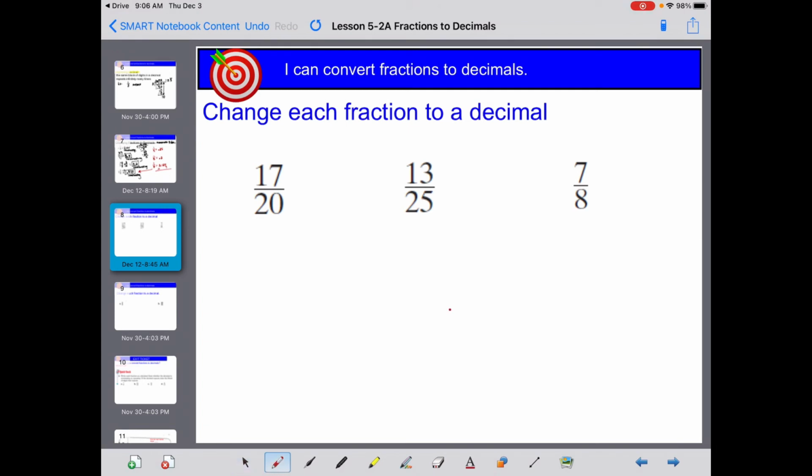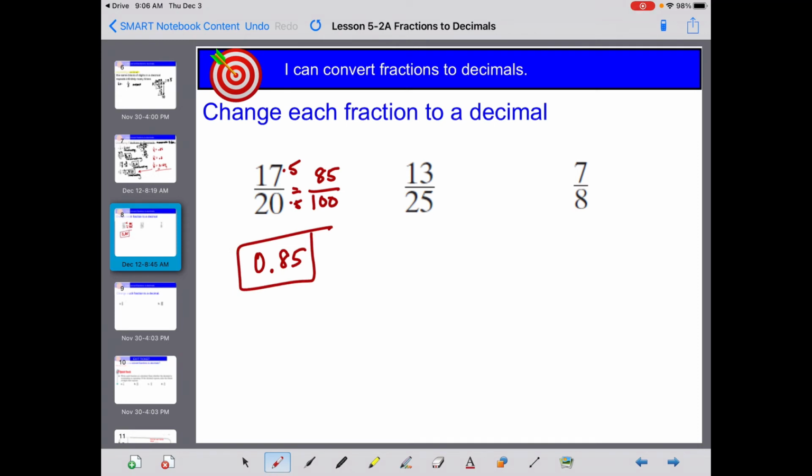For this one, I find it easiest, instead of taking 17 divided by 20, to create an equivalent fraction with a denominator of 100, and then taking 17 times 5. 5 times 10 is 50. 5 times 7 is 35. When I add that together, I get 85 over 100, or 0.85.